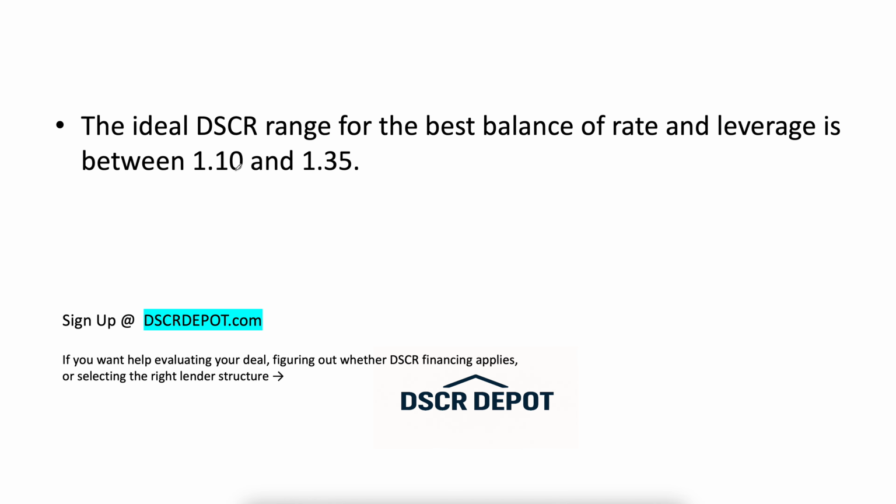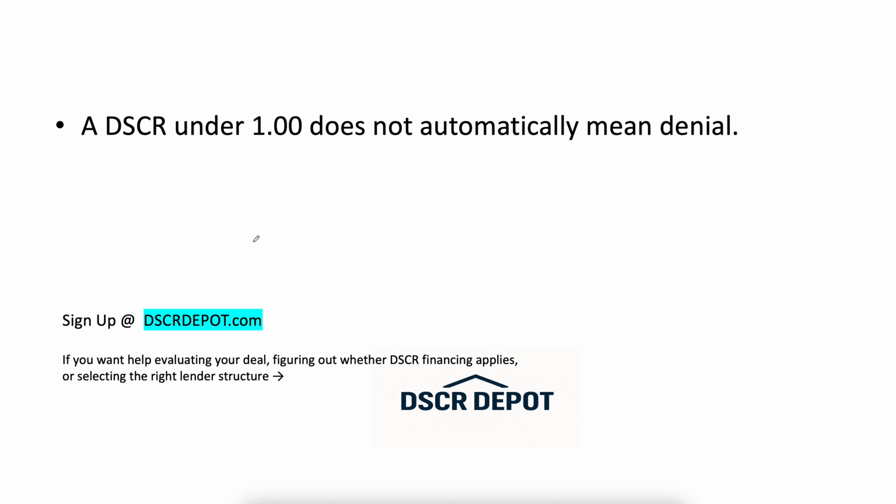So strategy, let's throw in another example. The ideal DSCR range is somewhere in this area, 1.1 to 1.35. Now, it doesn't mean you can't get deals done under one. There are lenders that go lower, especially under special circumstances, with particular deals, and other mitigating factors.